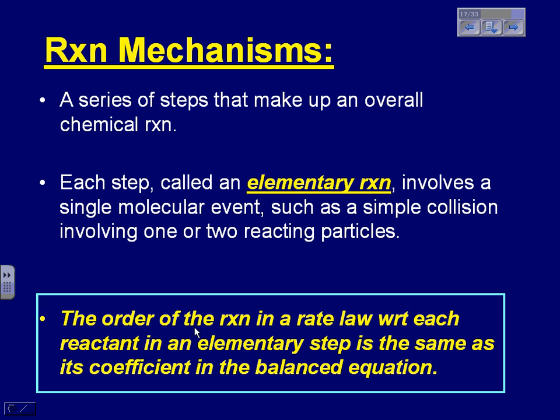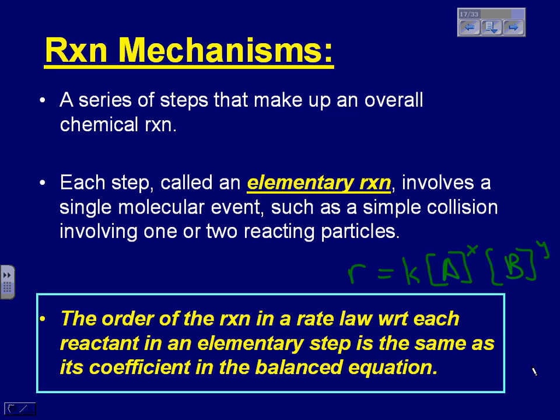Now, the order of the reaction in the rate law with respect to each reactant in an elementary step is the same as the coefficients in the balanced chemical equation. All right, now this is where we have a big change, and it involves a rate law. So now we're going way back to that lesson where we learned how to write out the rate law. And that rate law had a particular form. It looked like this: the rate is equal to some constant k times A to the exponent x times B to the exponent y, etc., etc.